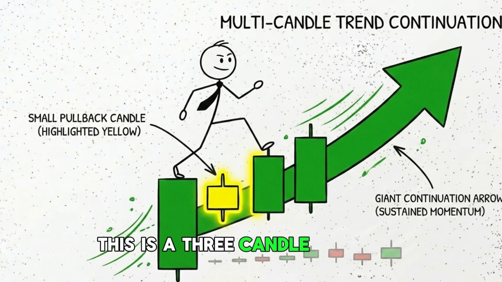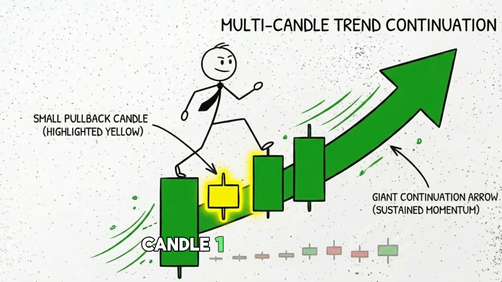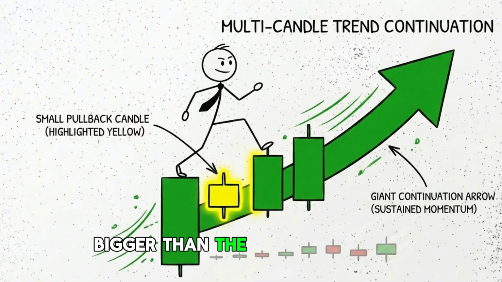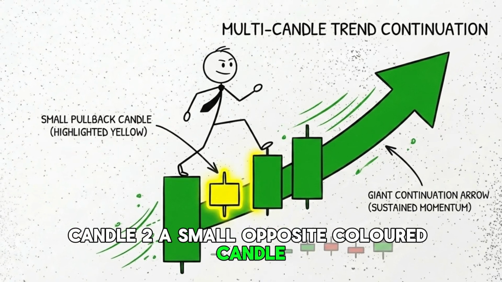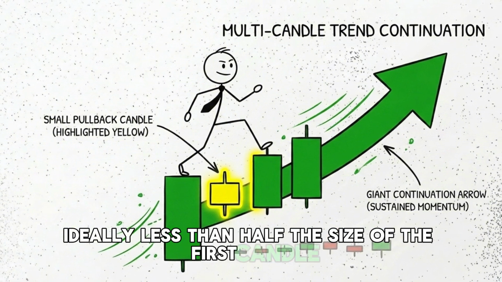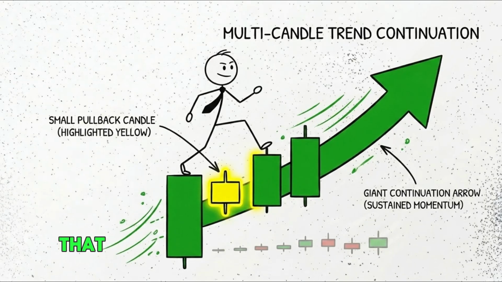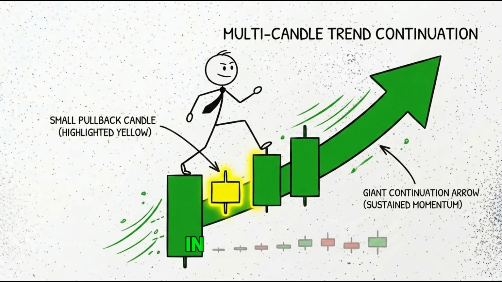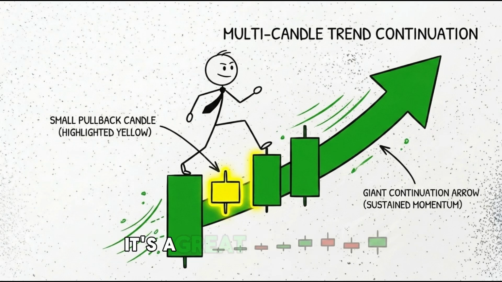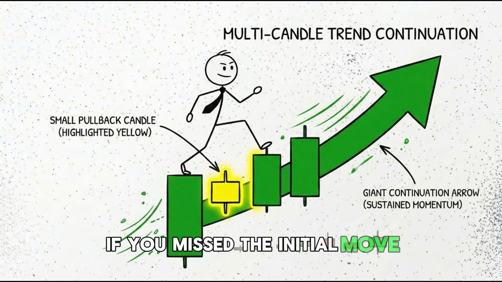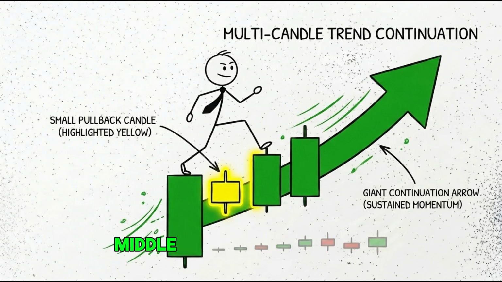Pattern number 3, 3-bar continuation. This is a 3-candle sequence used to identify a trend that is likely to keep moving. Candle 1, a large body, bigger than the average candle. Candle 2, a small opposite-colored candle, ideally less than half the size of the first candle. Candle 3, another large candle in the original direction that closes beyond the second candle. In an uptrend, this pattern suggests the price will continue to rise. It's a great way to enter if you missed the initial move. You can place your stop loss at the bottom of the second, middle candle.